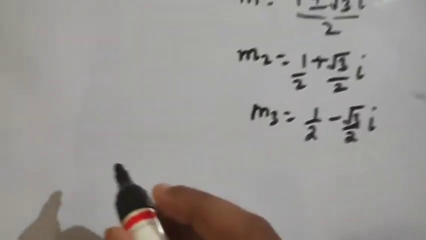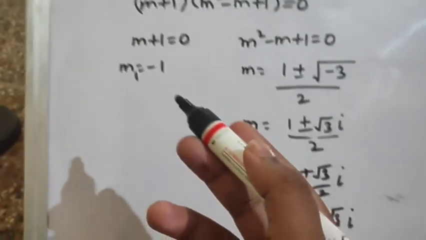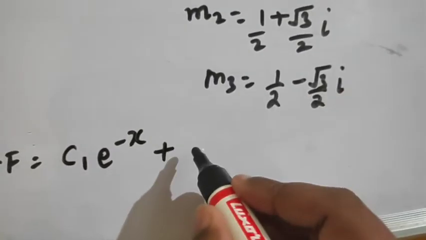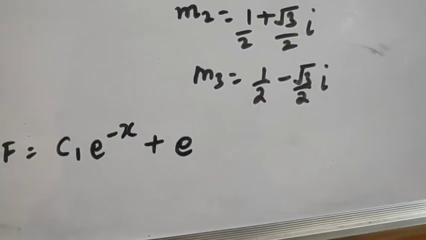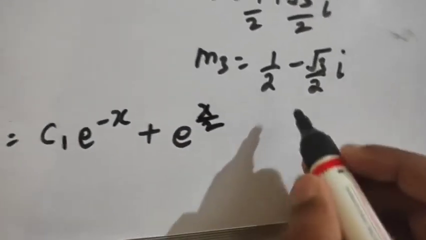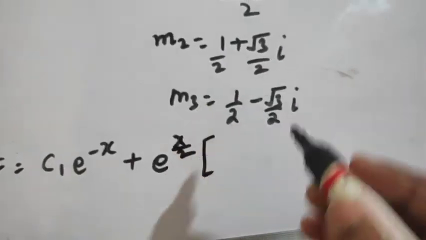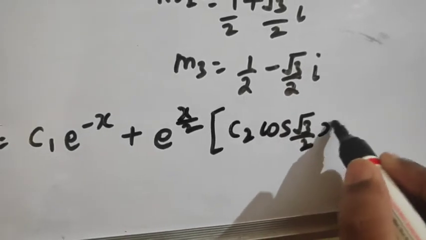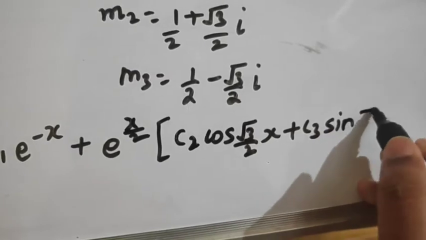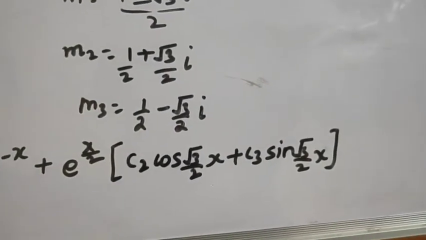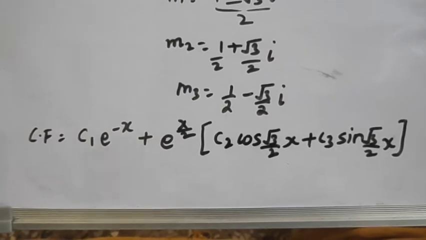So if I were to write the complementary function, I will start off with this real and distinct one, which will give me c1 e power minus x. Then I will take my a here, so e power ax, so e power x by 2 I will get from here. Inside I will choose my b, so b here is root 3 by 2, so c2 cos root 3 by 2 x plus c3 sin root 3 by 2 x. Okay, so this is what I have for the complementary function.